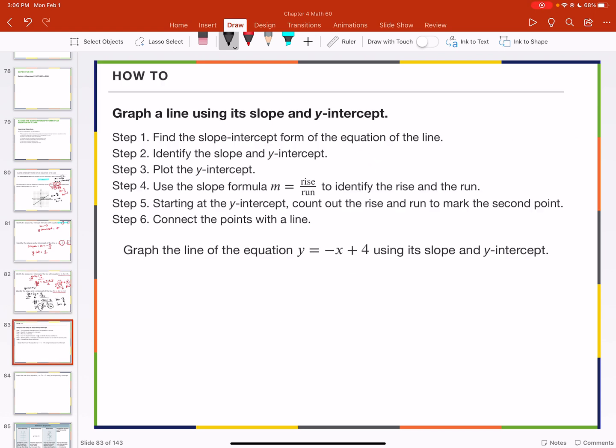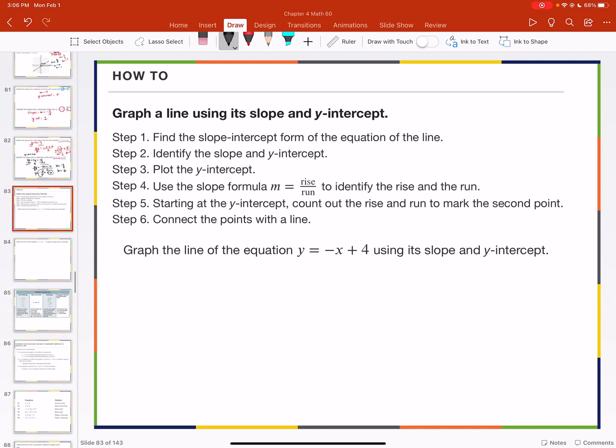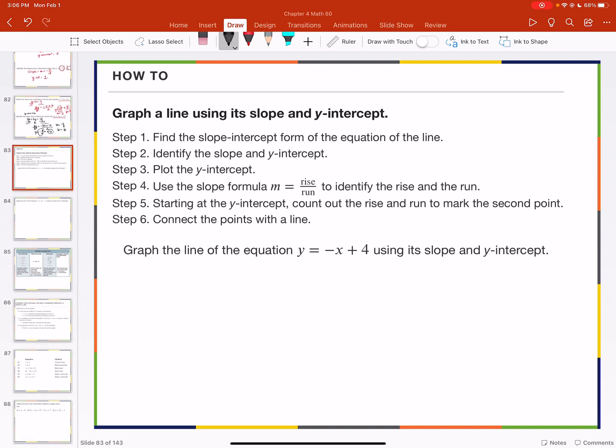Okay. Now, how do we graph a line using slope and y-intercept? First of all, we need to have the equation of the line in that form, y equals mx plus b. Once we have that, we can identify what the slope is and what the y-intercept is. Then we use the y-intercept as our starting point, and we use the rise over run formula for slope to identify rise and run, and then graph the next points, okay?